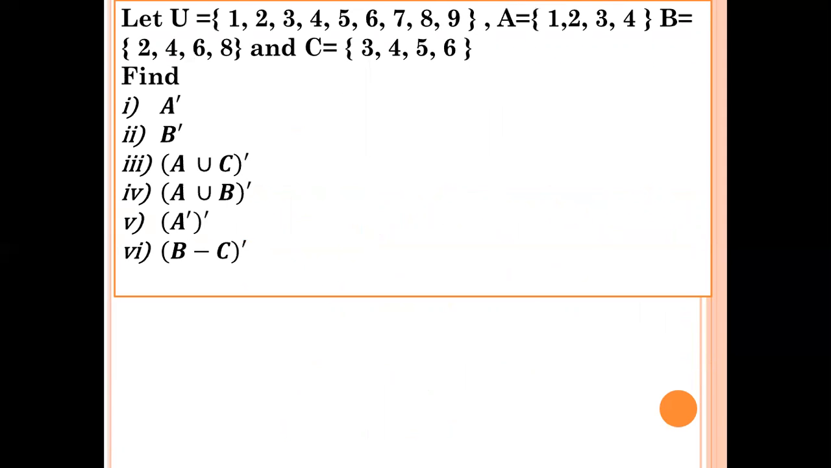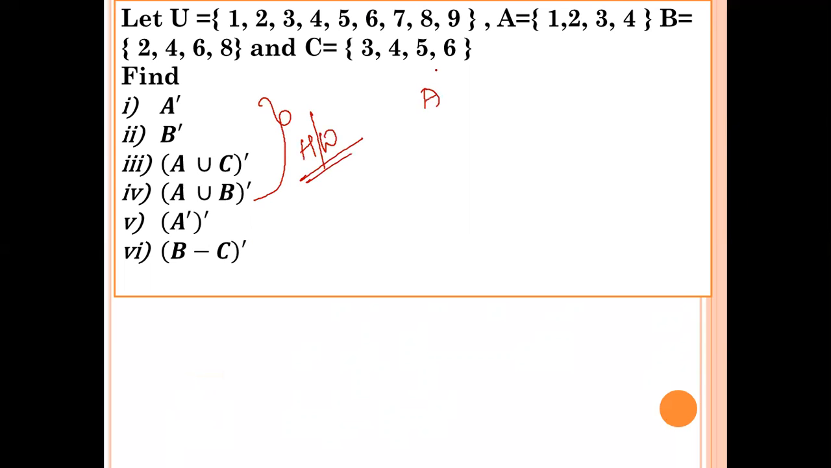Similarly, this is the next question which you have to find: U is equal to 1, 2, 3, 4, 5, 6, 7, 8, 9 and A is equal to 1, 2, 3, 4, and B and C they have given. So by now you know what is A dash and B dash and you know how to find A union C whole dash. So I'll give these 4 questions as homework. Okay, you have to do this.